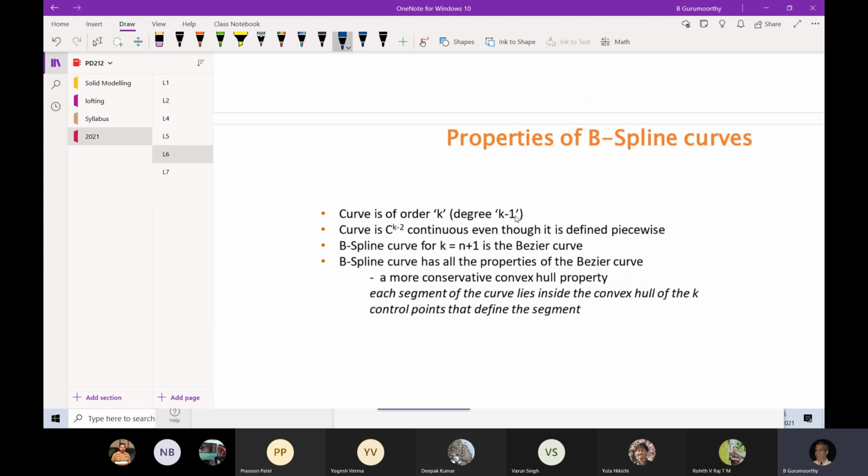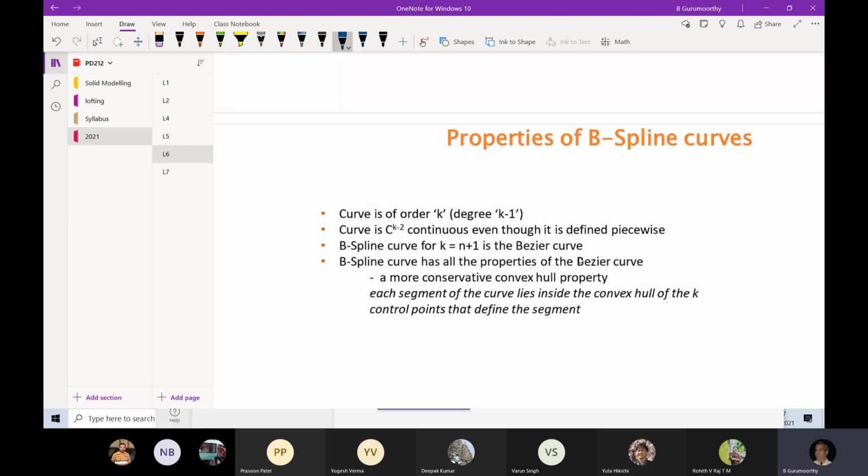So the first, of course, is what we saw. The curve is of order k, degree is k minus 1. And the second was very important. You have k minus 2 order of continuity, even though it is defined piecewise. So if your k is 4, or a cubic, then you can expect to have curvature continuity automatically at the junctions of the segments. And the B-spline is the Bezier curve for k equals n plus 1. And lastly, of course, all the properties of the Bezier curve. We've already seen those: the endpoint interpolation, tangent to the first polygon and second polygon, all that is already satisfied.